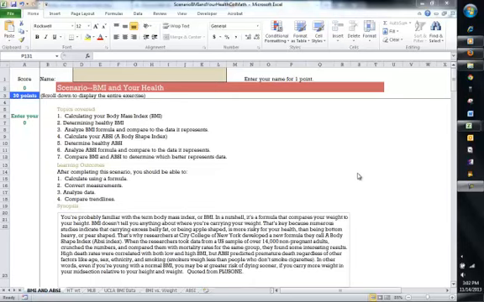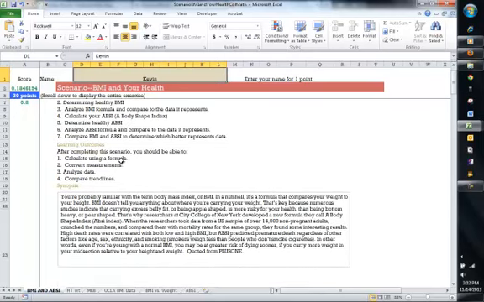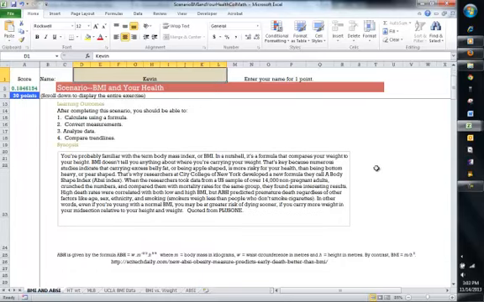We are working on the scenario BMI and your health. Of course, the first thing you have to do is make sure you put your name in. We are going to talk about calculating your body mass index, determining a healthy BMI, analyzing the BMI formula and comparing it to the data it represents, calculate your ABSI, a healthy ABSI, and the data it represents, and then decide which of those two better represents the data. We're going to calculate using a formula, convert measures, analyze data, and compare trend lines.